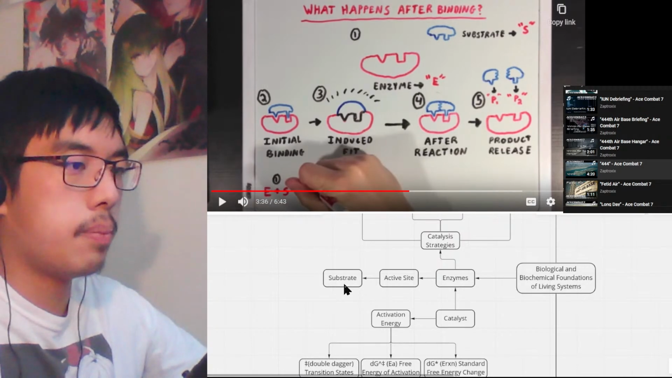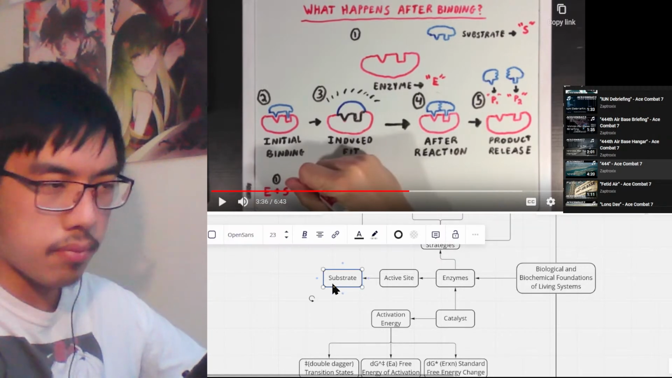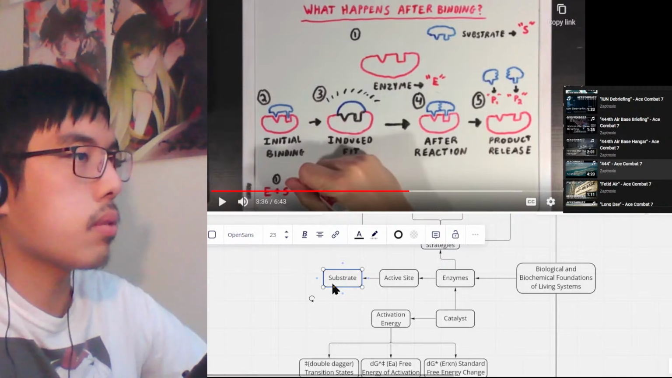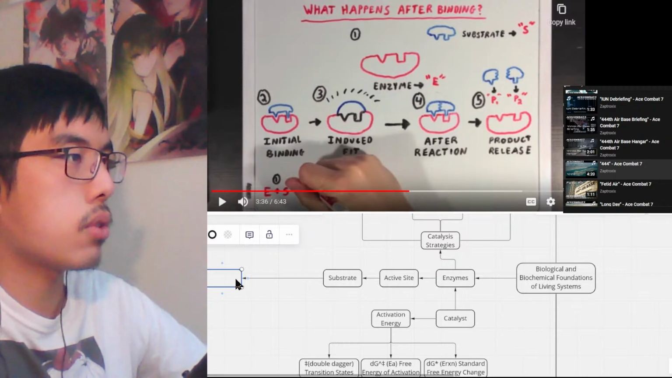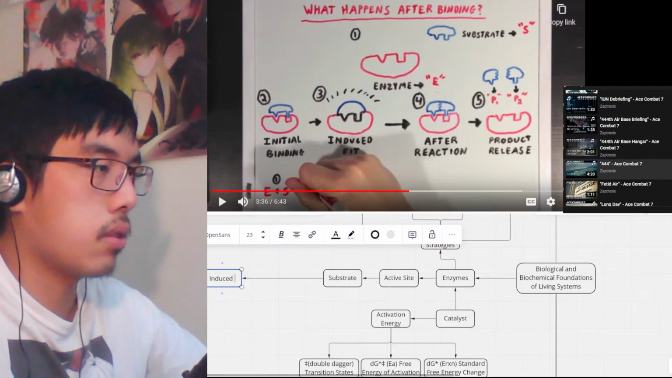Okay. I don't think initial binding... Well, I guess that probably is a technical term, but I don't believe that that is an important term to remember. The one that I do want to remember is induced fit.